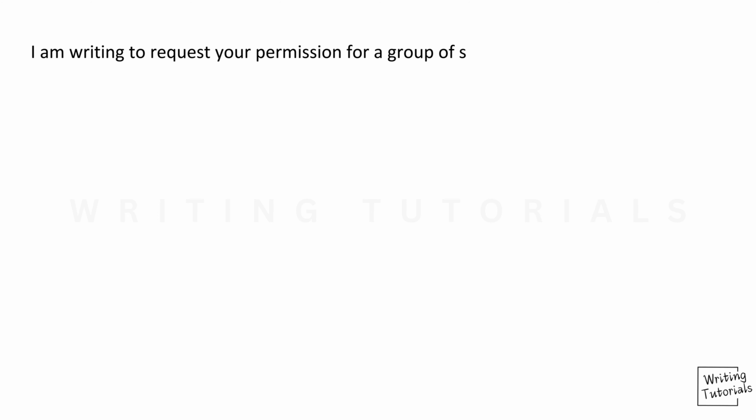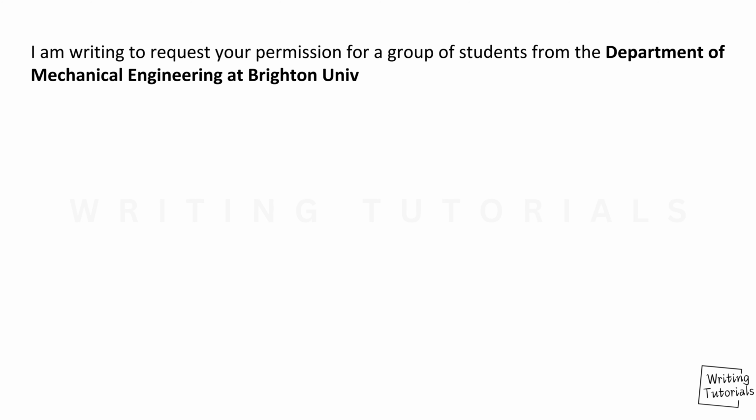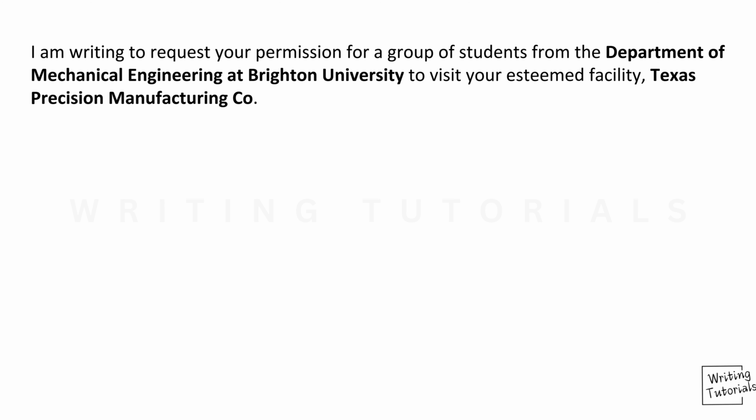Step 6. Introduction. The first paragraph introduces the purpose of the letter. I'm writing to request your permission for a group of students from the Department of Mechanical Engineering at Brighton University to visit your esteemed facility, Texas Precision Manufacturing Co., as part of our academic curriculum. This opening is clear and direct. It tells the recipient who the sender is, who the letter is about, the students, and why they're writing: to request permission for a visit. When writing this part, avoid being overly detailed. Focus on providing enough context to set the tone for the rest of the letter.